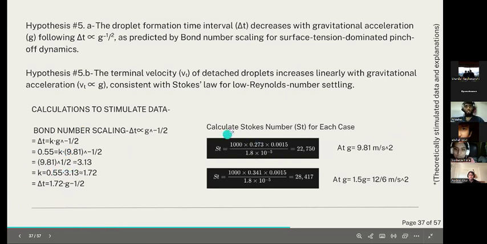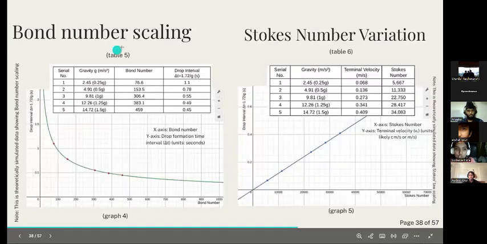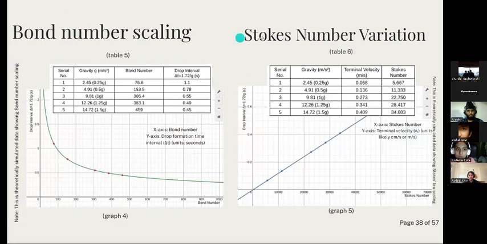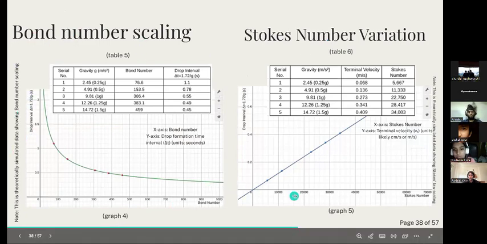We have also calculated the Stokes number for each case. For example, I have cited it for two cases here, at normal g and at 1.5 g. So we can see the two graphs here. For the Bond number scaling, we see a power regression of the drop interval to the Bond number. And for the Stokes number variation, we see a linear increase in drop interval to the Stokes number. There are no error bars in this graph because all of this data is only theoretically simulated and not performed practically.